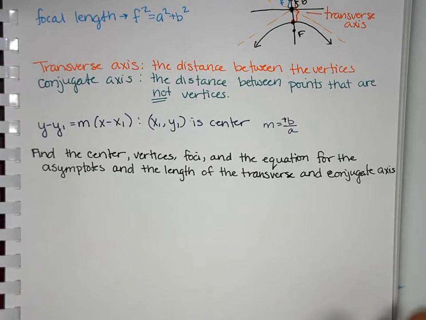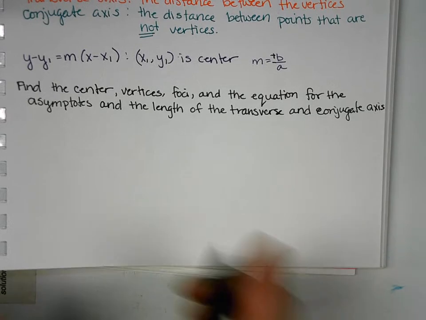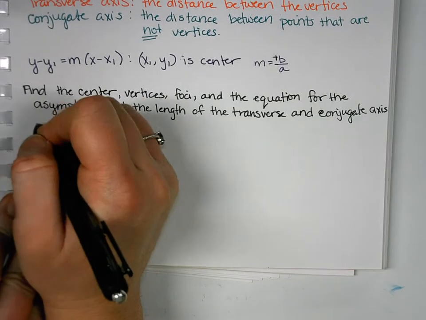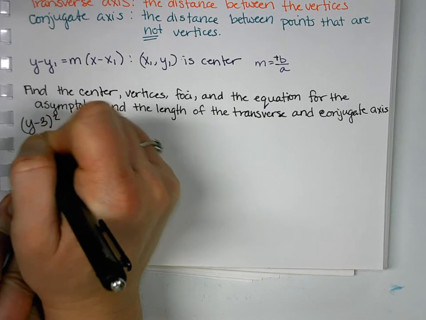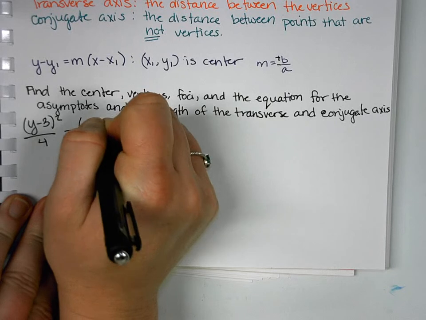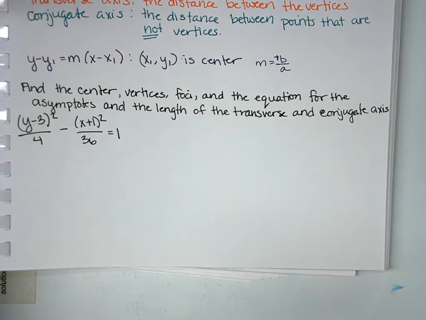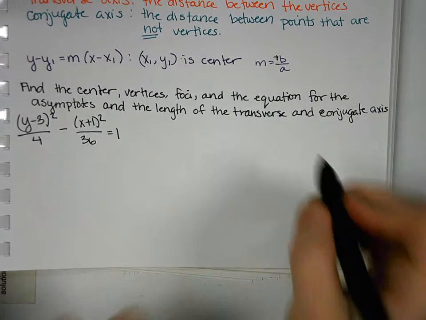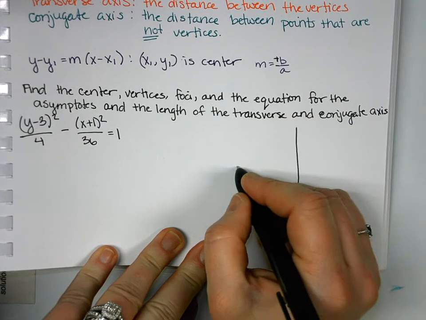Alright, so we've got a lot to find here. So our equation that we're going to do is (y - 3)^2/4 - (x + 1)^2/36 = 1. And I'm going to come over here and just draw a set of axes so I have room.